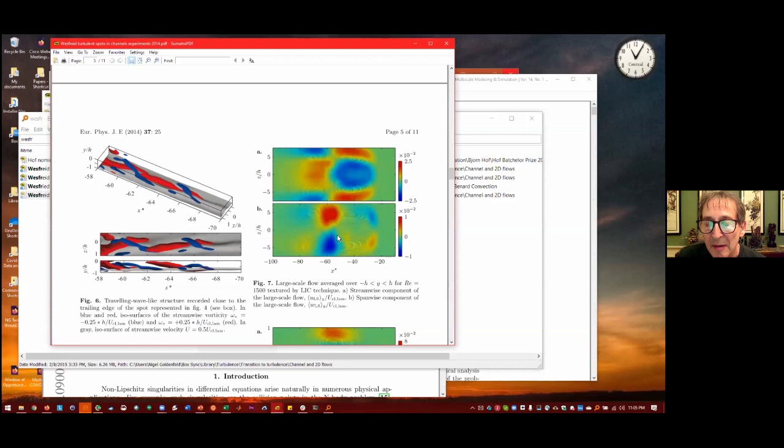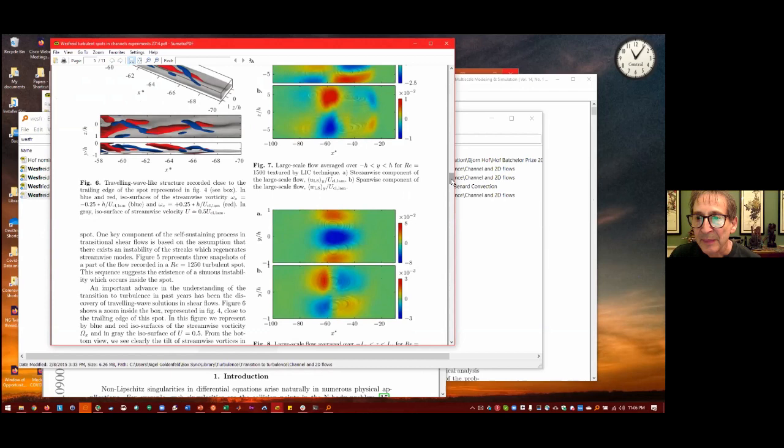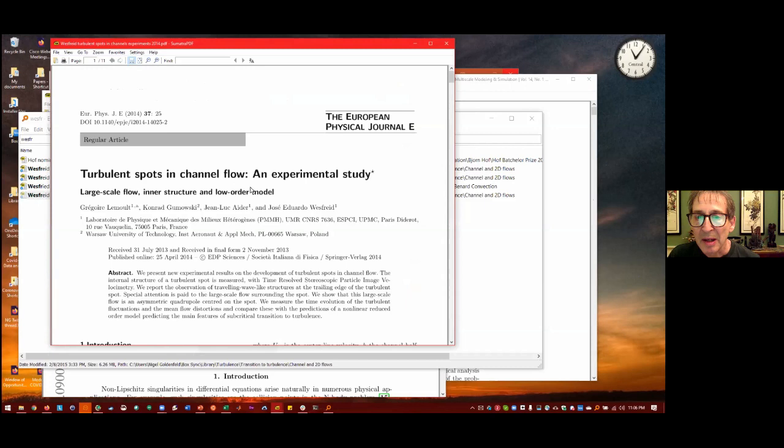there is a mean flow turbulence interaction between these large scale flows and the turbulence that's inside this patch. So that's something that hasn't been studied experimentally properly. This paper is probably the most detailed model of that. But at that time we hadn't done our work on predator prey, so they didn't do that measurement.